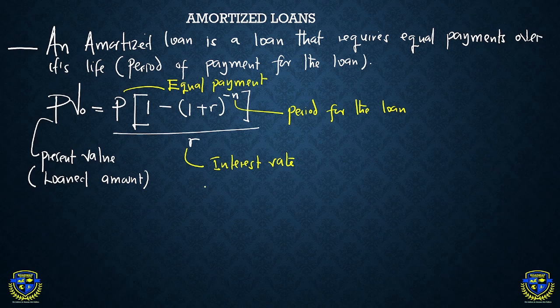So whenever you are given a question on amortization, this is the formula that we use, and you have to calculate the value of P so that you can know how much you are going to be paying, either monthly or yearly. To help us understand this, we can look at an example.